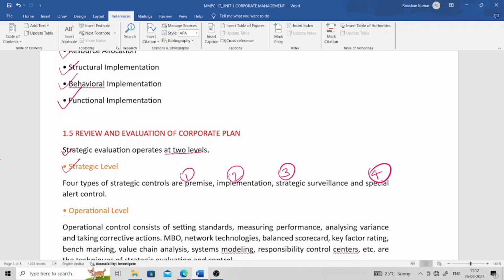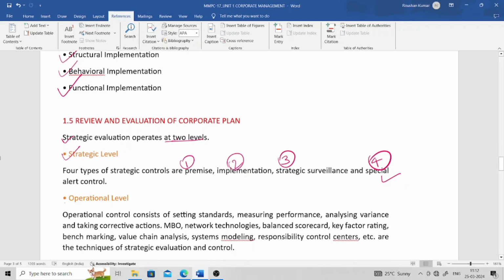First, control the premise. Second, control the implementation process or some other aspects of the implementation. Third, strategic surveillance. So what different kinds of strategy can be used to observe different functionalities and procedures? Fourth, spatial alert control. So if some kind of problem arises, then some kind of alert mechanism should also be there.